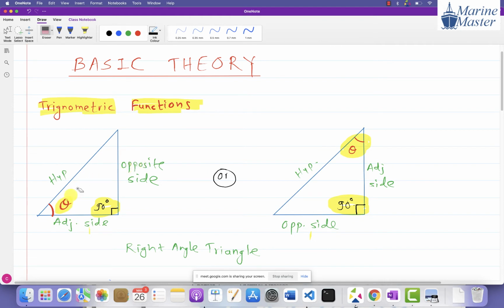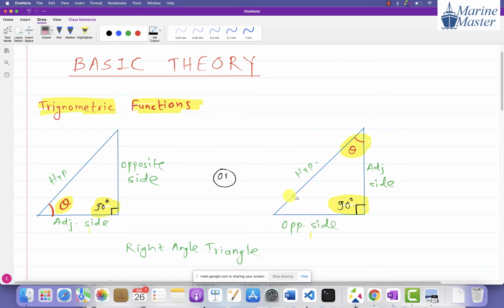Opposite to the theta we will say opposite side, and this side will become the adjacent side. So this is our hypotenuse, this is our opposite side, this is our adjacent side, and this figure is a right angle triangle.